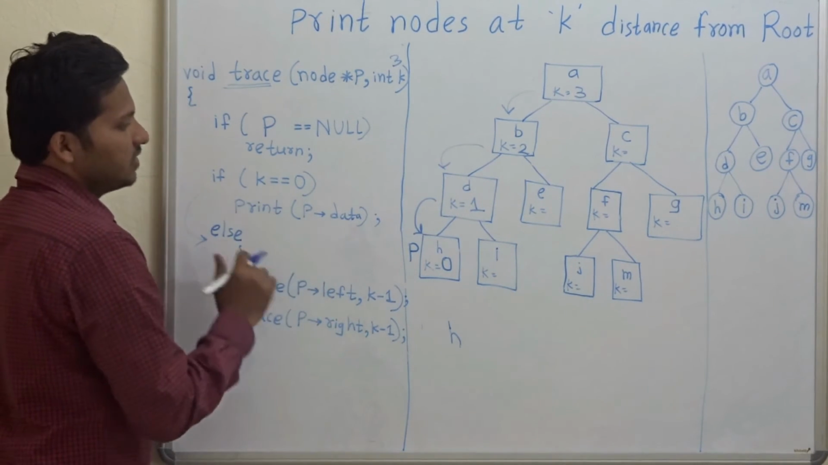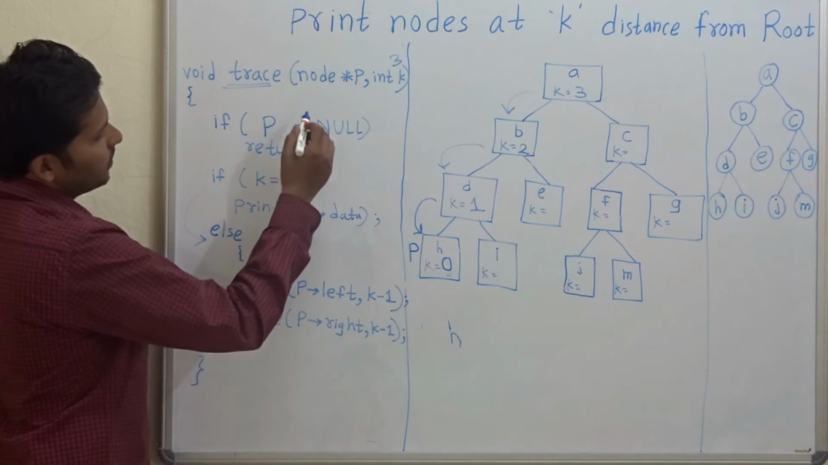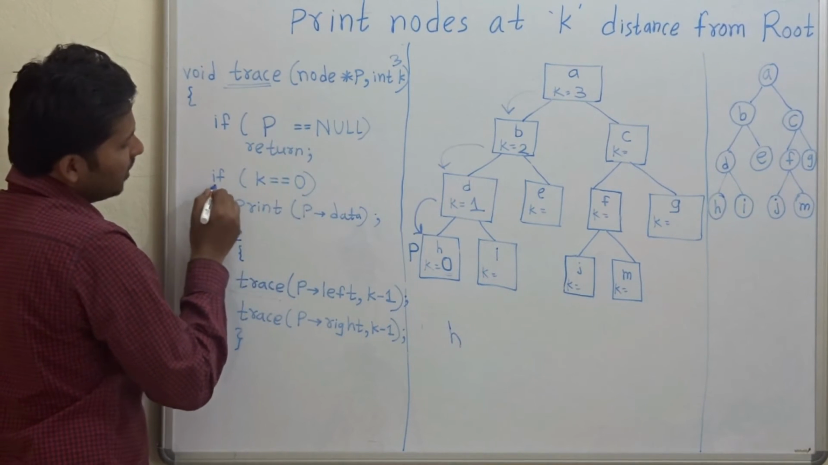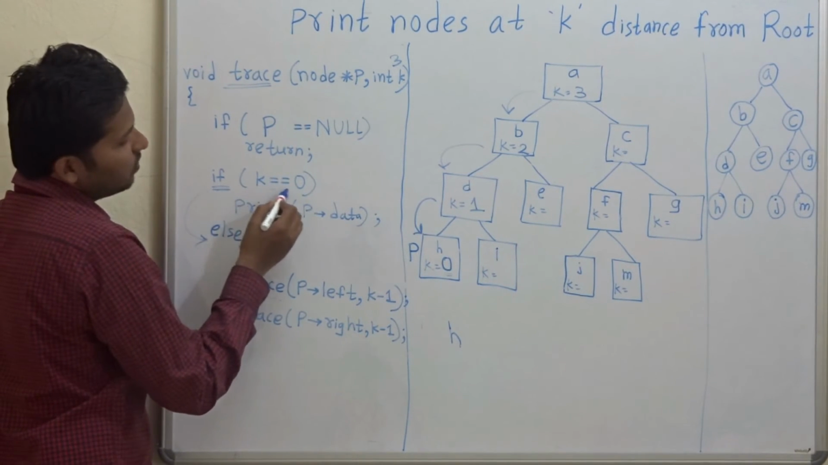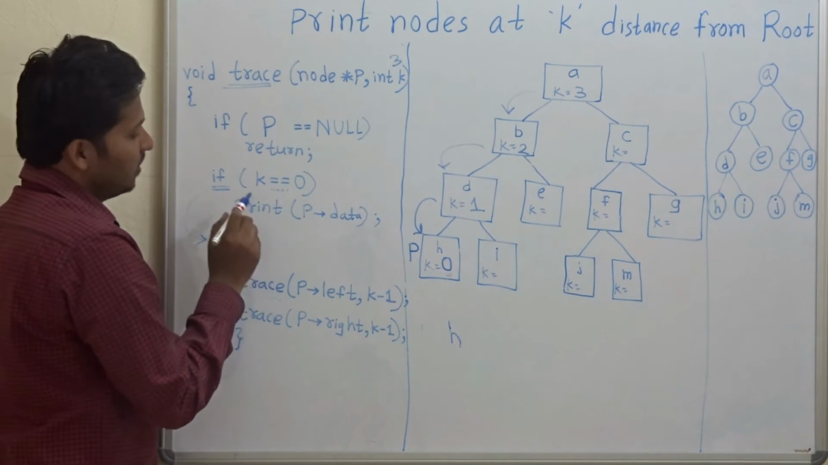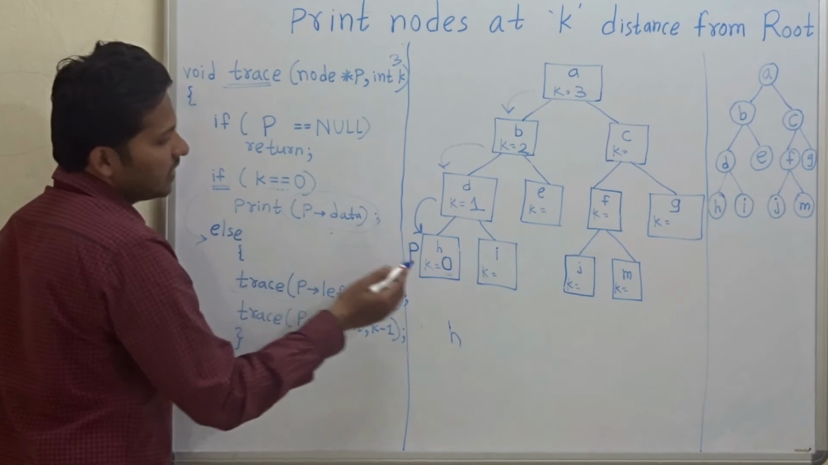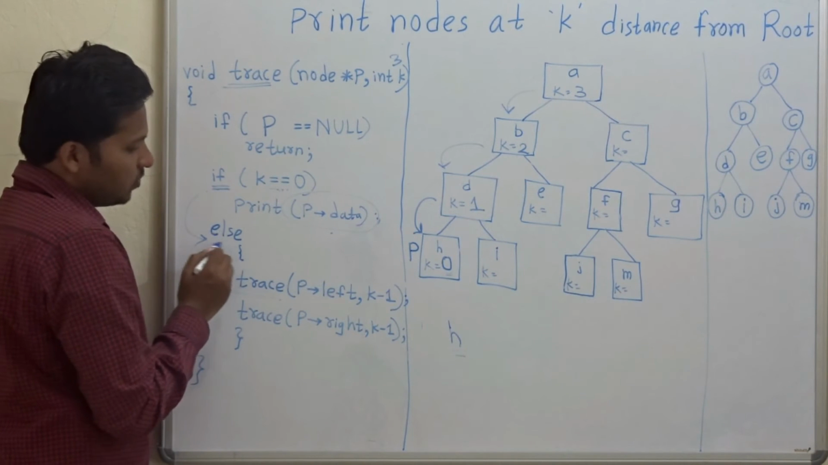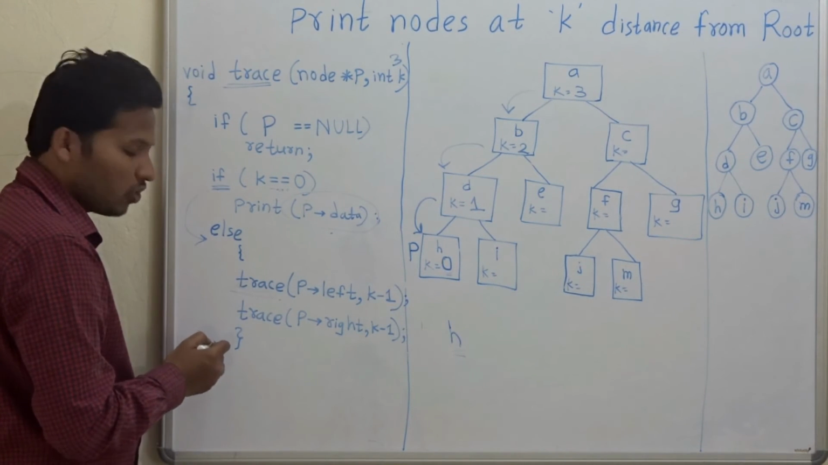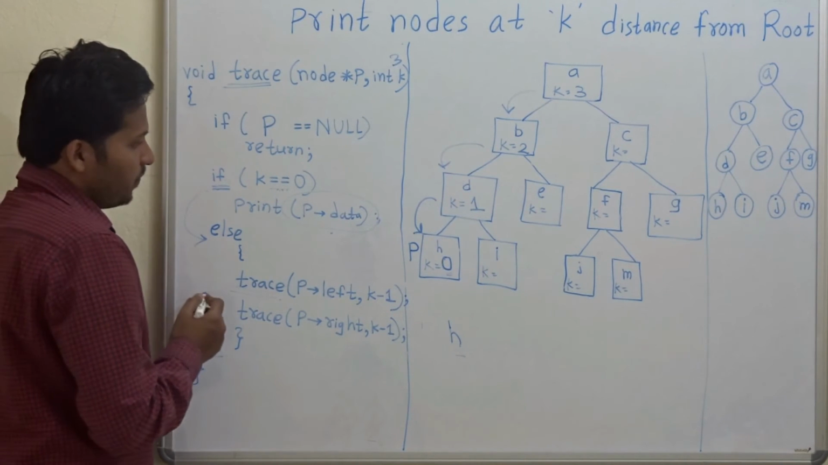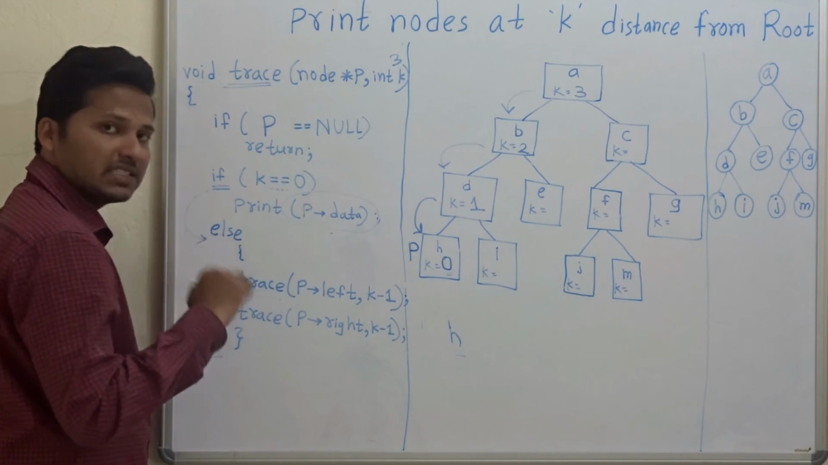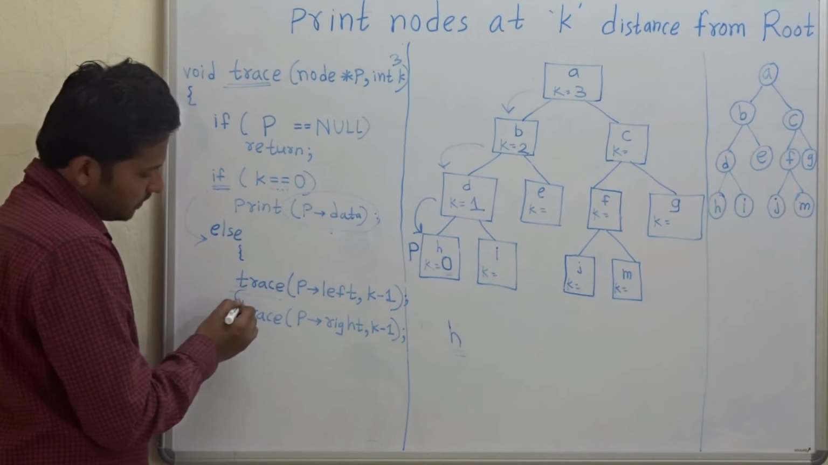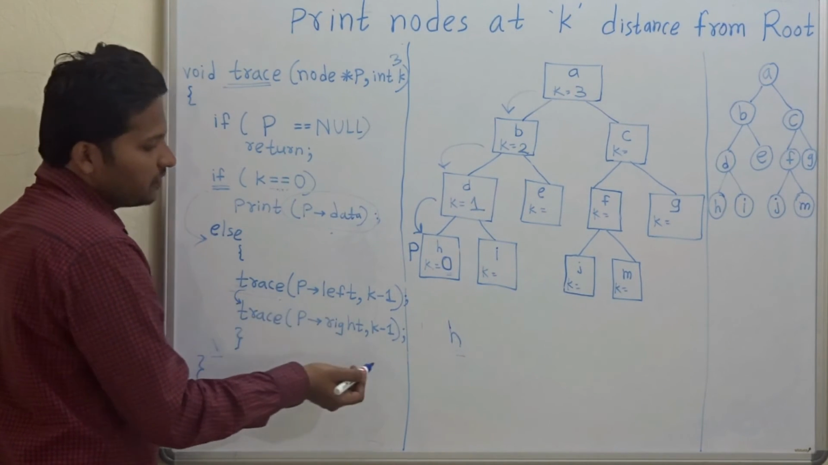Now let's see the execution. When k becomes 0, we come inside this function. P is pointing to this node, so p is not equal to null, but this condition, that is if k equal to 0, is satisfied, and then we print the data, that is we print H, and then we will not go into else and we will directly come out of this function. Now in the next recursion, we will come out of this trace function and we will go to the right of the node.